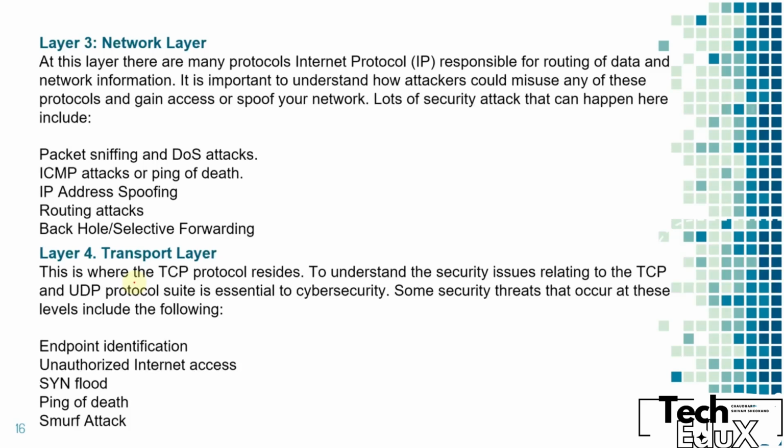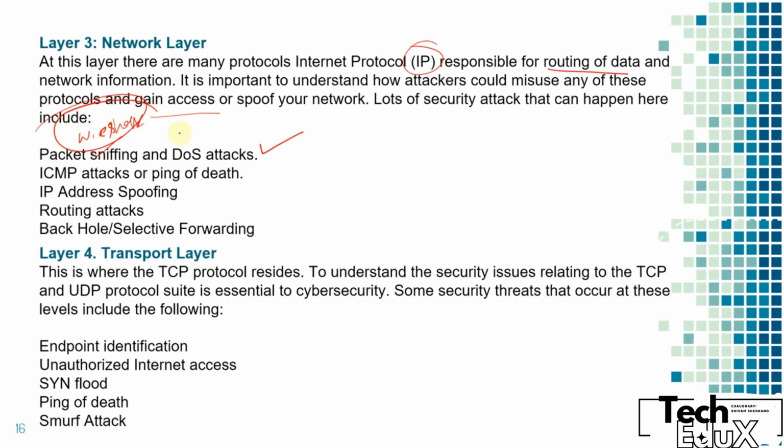Let's head over to the next slide, which is talking about the network layer. At this layer, there are many protocols, such as IP, responsible for routing, and we have already talked about routing of data and network information. It is important to understand how attackers could misuse any of these protocols and gain access or spoof any network. Lots of security attacks that can happen here include denial of service attacks and packet sniffing, just like we are doing using Wireshark.